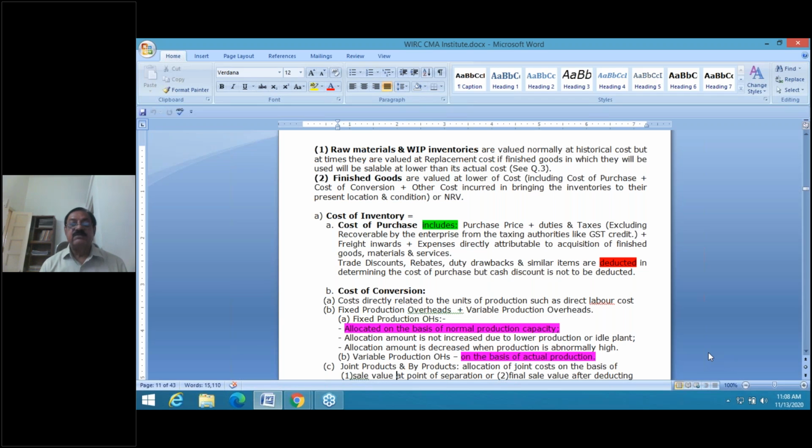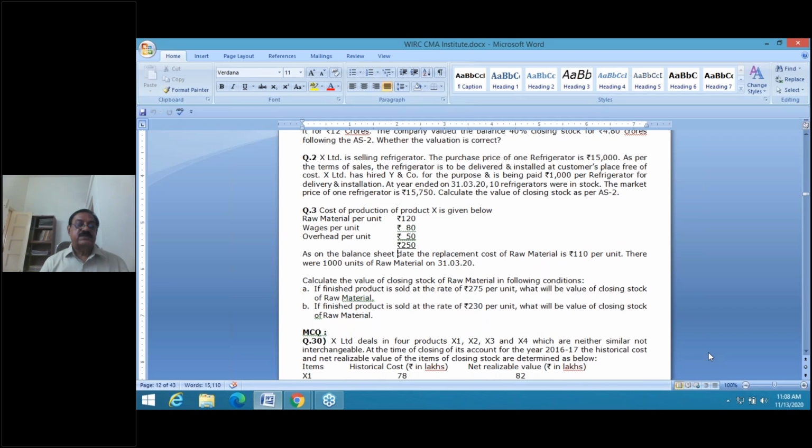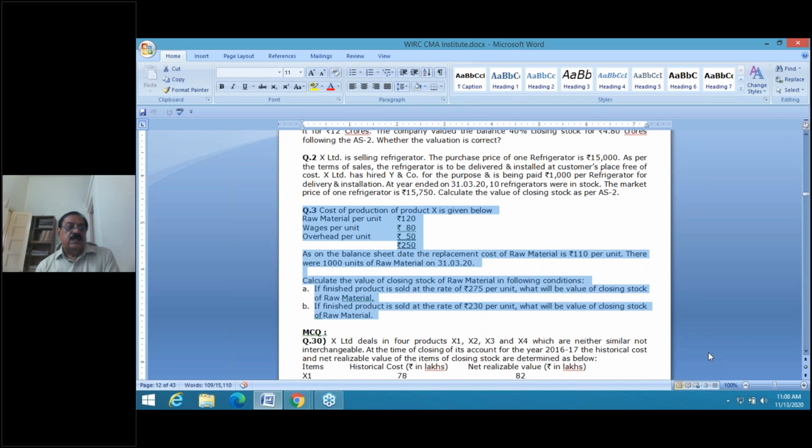Let's see the example. Question 3. These are all your past examination based questions, friends. So I have raw material actual cost 120 rupees. And on this raw material, if I spend labor and overheads, my cost of finished goods will come to 250 rupees. Now, as on the balance sheet date, the replacement cost of raw material has reduced in the market from 120 to 110. There are 1000 units of raw material as on the balance sheet date. Calculate the value of closing stock of raw material in the following conditions.